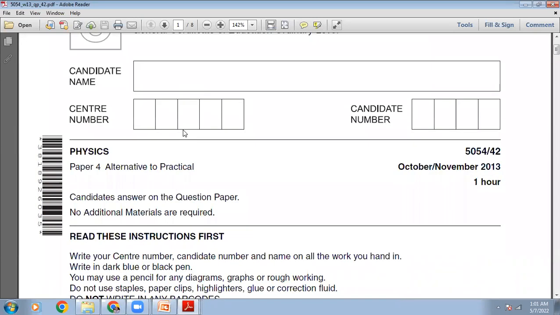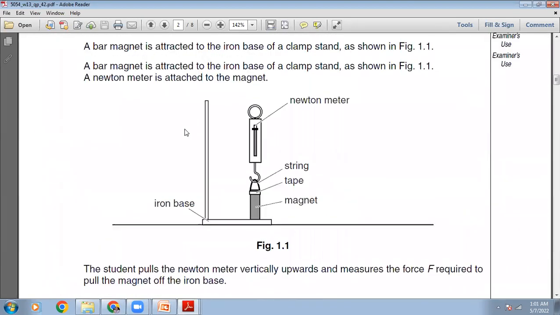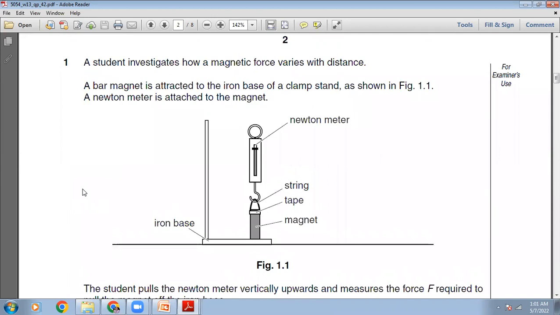Okay. So 2013 October November 4-2, 1 hour is allowed. The first question is coming up on your screen. A student investigates how a magnetic force varies with the distance. A bar magnet is attracted to the iron base of a clamp stand as shown in Figure 1.1. A Newton meter is attached to the magnet.